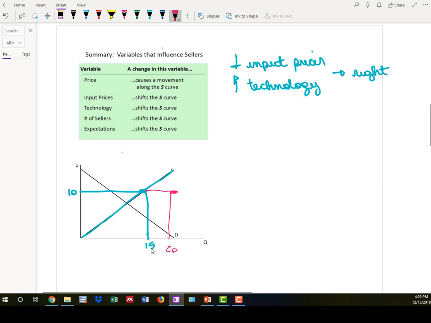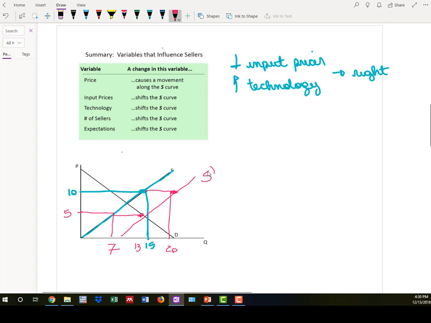If price were 5, instead of 7, you are now willing to supply 13. And here's your new supply curve. It's a new supply curve. It shifted to the right.